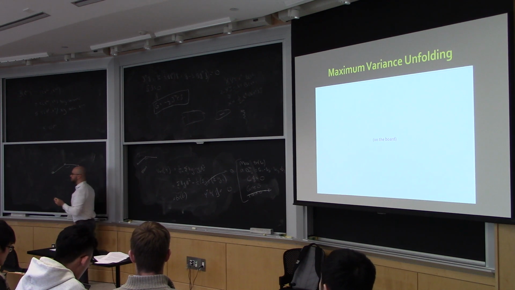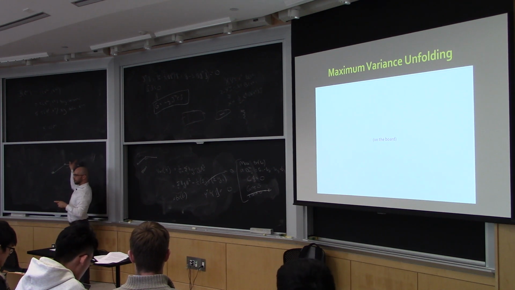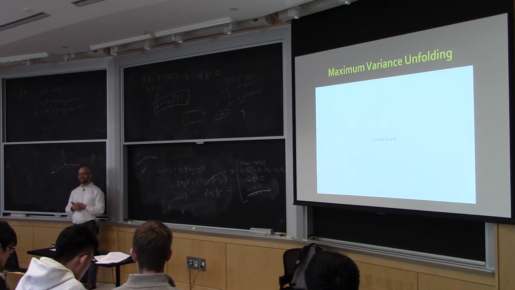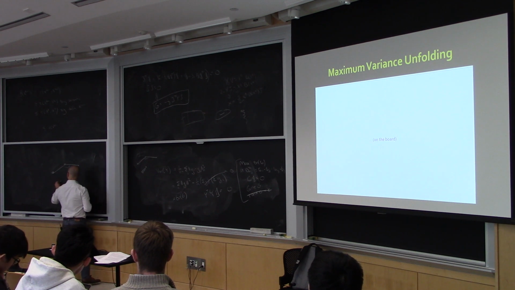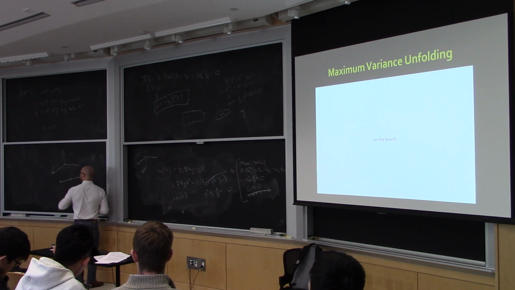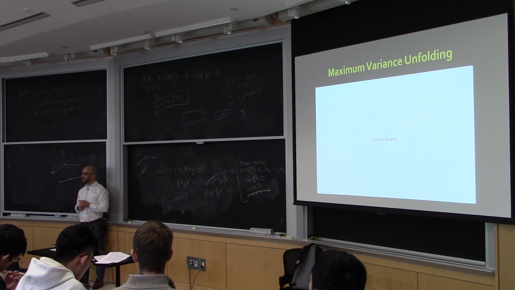So what are all the different solutions to this problem? It's like hinging these points about the center here. Which one maximizes the variance? Straight line, absolutely. What's the dimensionality of a line? One. What's the dimensionality of the blackboard?